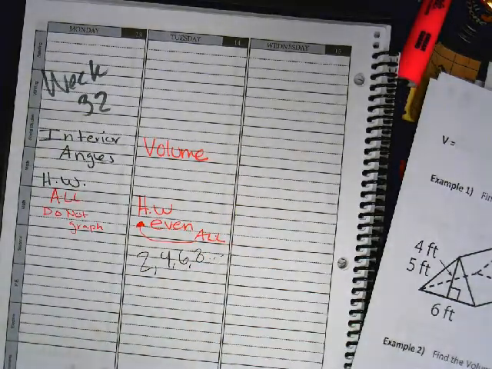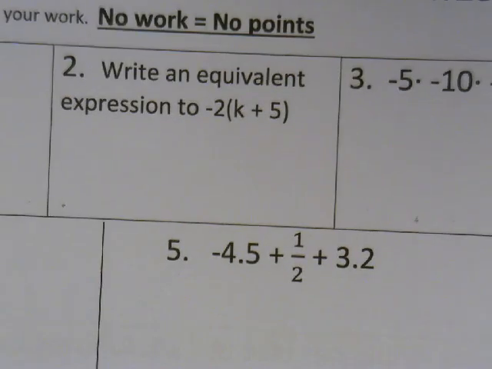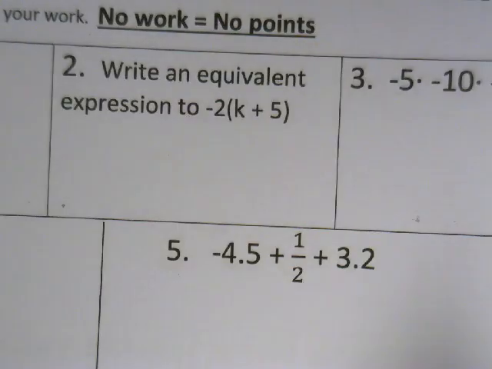Oh, which reminds me. Let me go over 2 problems on your homework, because I don't want you to leave it blank or make a mistake. So, number 2 says, write an equivalent expression for negative 2x, parentheses, k plus 5.